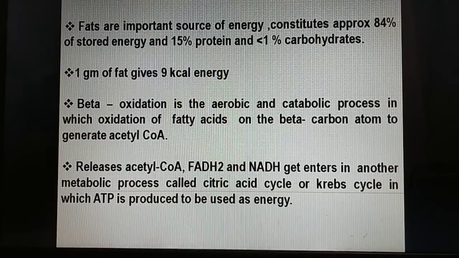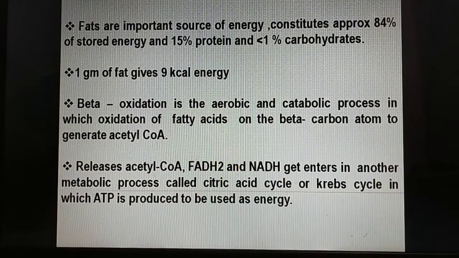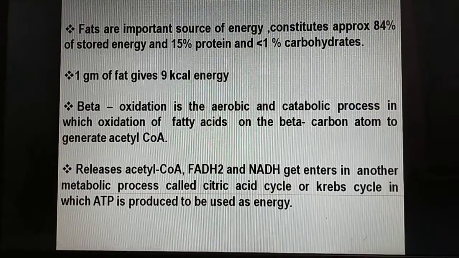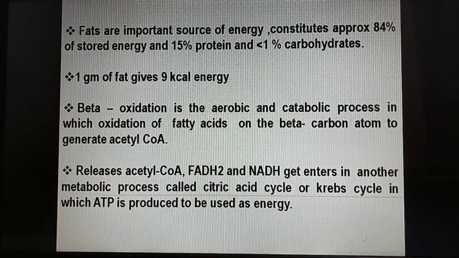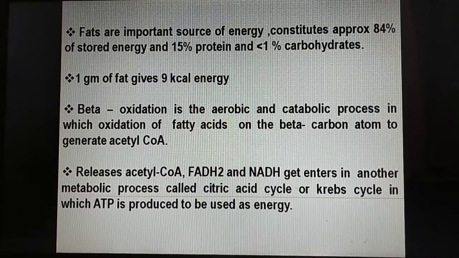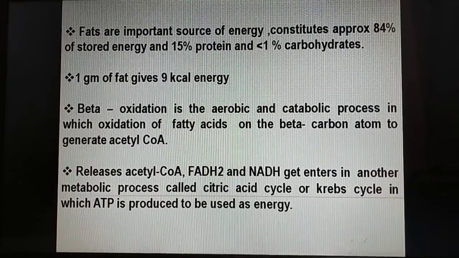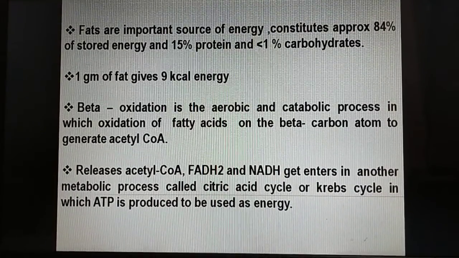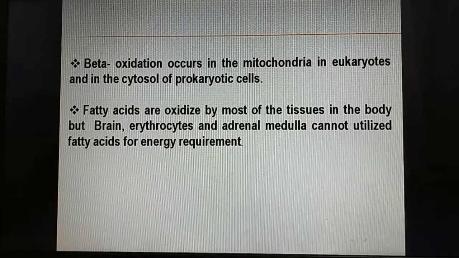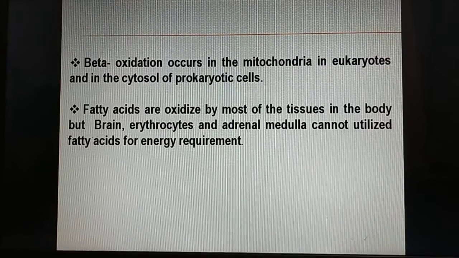Beta oxidation is the aerobic and catabolic process in which fatty acids are oxidized on the beta carbon atom to generate acetyl coenzyme A. The released acetyl coenzyme A, FADH2 and NADH enter another metabolic process called the citric acid cycle or Krebs cycle, in which ATP is produced to be used as energy. Beta oxidation occurs in the mitochondria in eukaryotes and in the cytosol of prokaryotic cells.